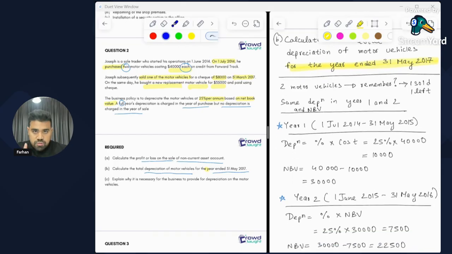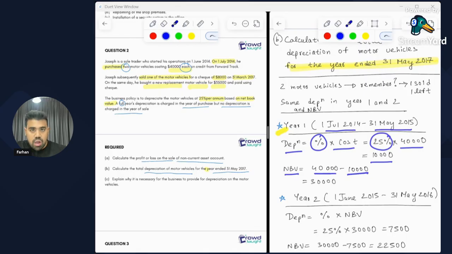All right. So this one motor vehicle, which is left from the old group or from the old batch. So the year one would have been from 1 July 2014 until 31 May 2015, in which we would apply a full depreciation based on the company policy, and therefore we're multiplying the given percentage with the cost, which is multiplying 25% with the original cost of $40,000, and we would have got $10,000. All right. And the net book value at the end of year one or at 31 May 2015 would be the difference between the original cost of $40,000 and the accumulative depreciation at that point in time, which is $10,000, which would give us a net book value of $30,000 at 31 May 2015. And this is exactly the same as what we have seen in the part A of our calculation.